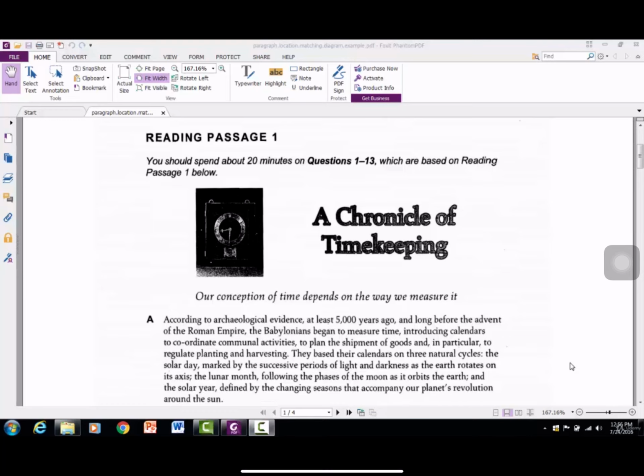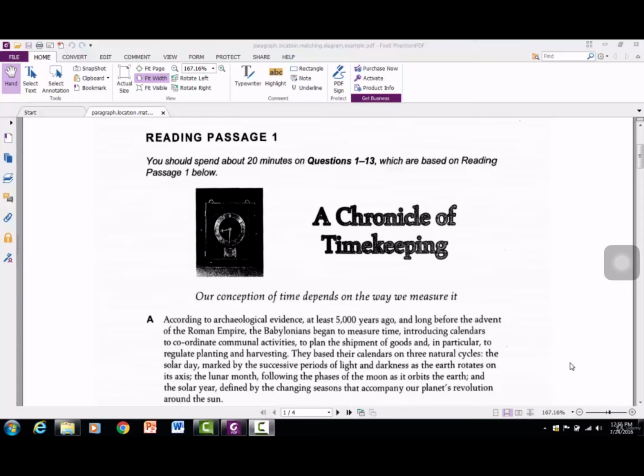Okay, so let's look at another diagram example. For this diagram example, we're looking at this passage from test number 1 from Cambridge book number 8. And if you have the book, you are definitely welcome to work along with me. I suggest you get the books. I think they're great, and you should use them.